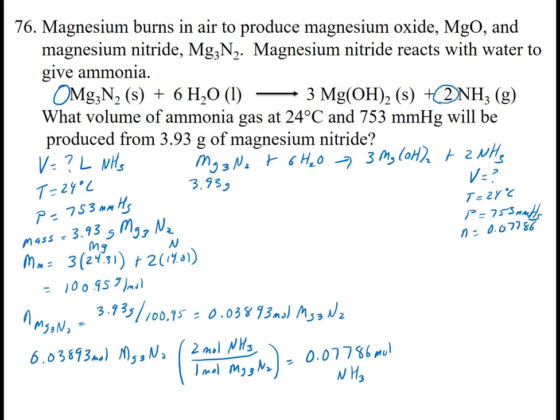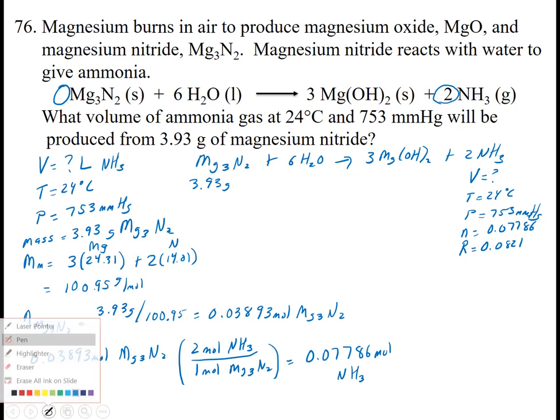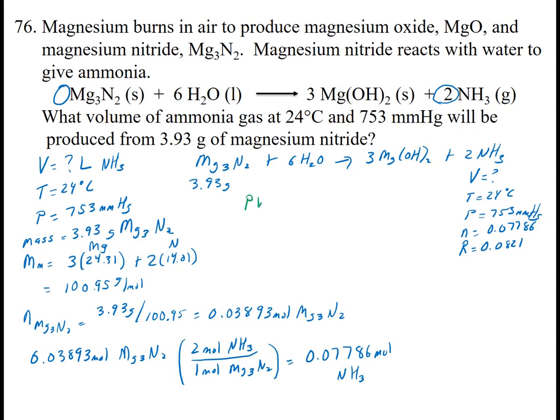Okay, so now I have everything I need for the ideal gas law. You do need to remember that the ideal gas constant is 0.0821. I'm going to change colors so I don't get them mixed up here. I'm going to go back and use this white space. So the ideal gas law is PV = nRT.